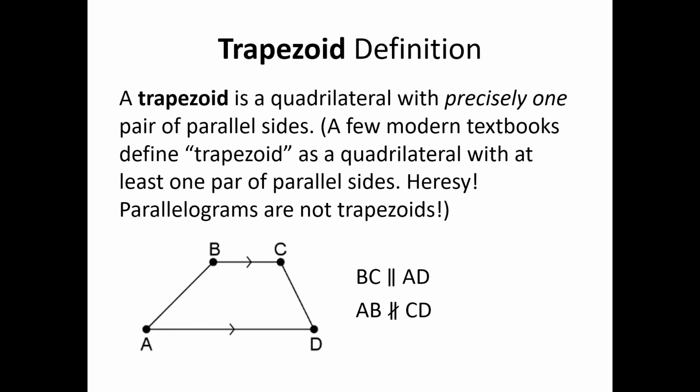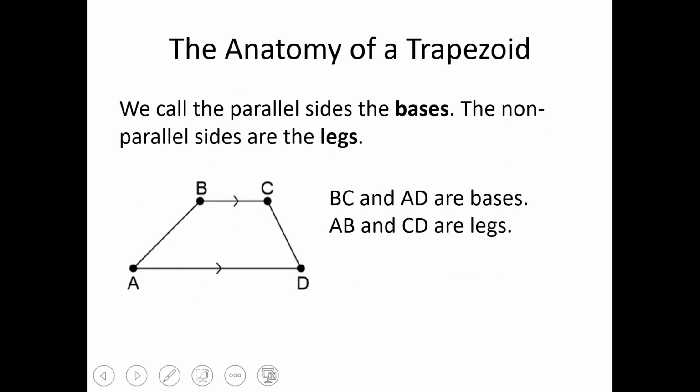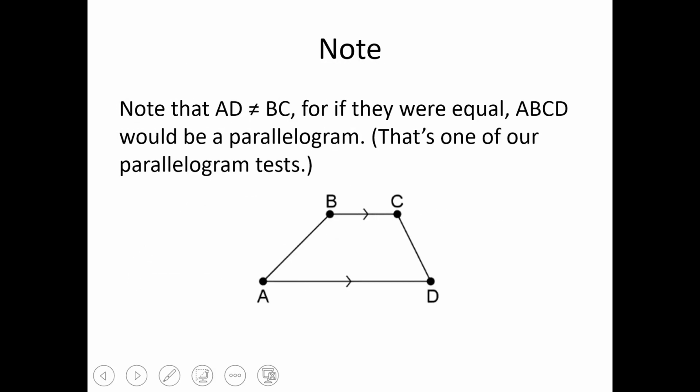So in the diagram you see that we have BC parallel to AD, and we will assume that AB is not parallel to CD. We have terminology that goes with trapezoids. We say that the parallel sides are the bases and the non-parallel sides are the legs. So in our diagram, AD and BC, which are parallel, are the bases. AB and CD, which are not parallel, we call the legs.